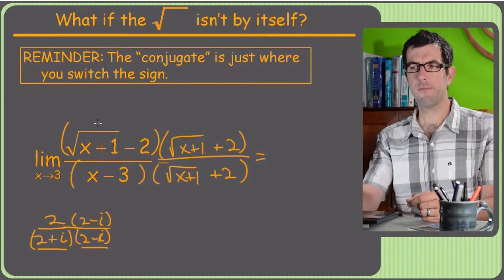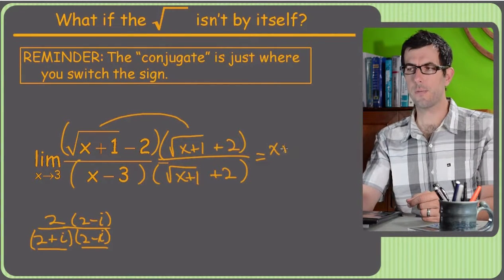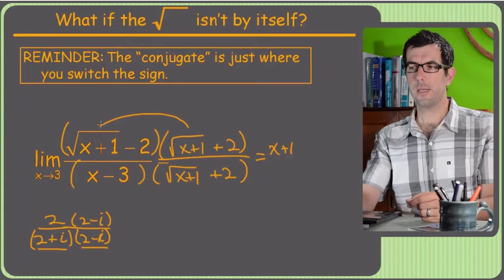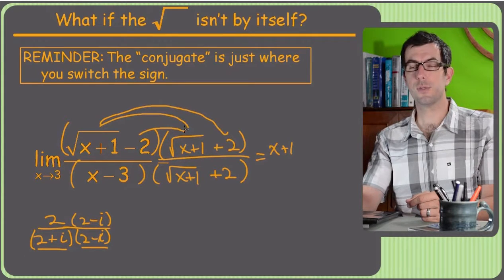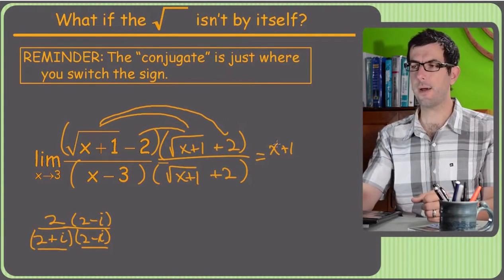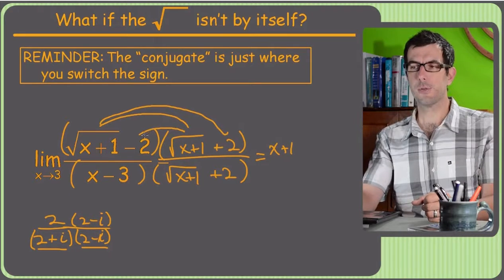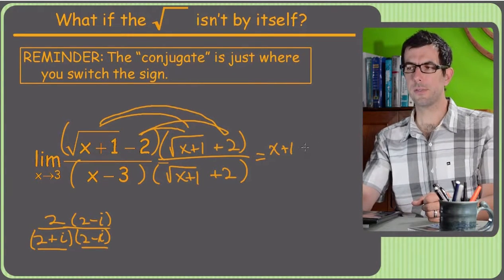So now if we FOIL this stuff out, we get square root of x plus 1 times square root of x plus 1, which is just x plus 1. Then we'll get square root of x plus 1 times 2. But then we'll also get that same thing times negative 2. So those middle terms will cancel out. And then the last term is the only thing we keep, which is negative 2 times plus 2, which is minus 4.